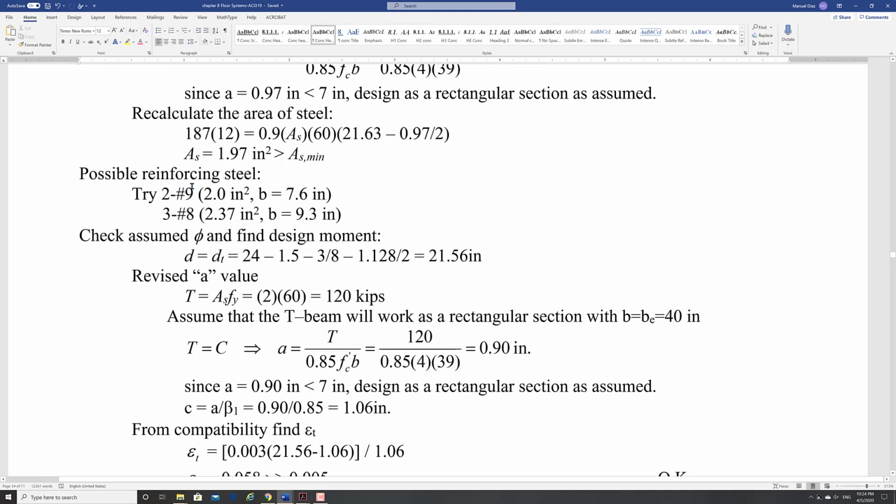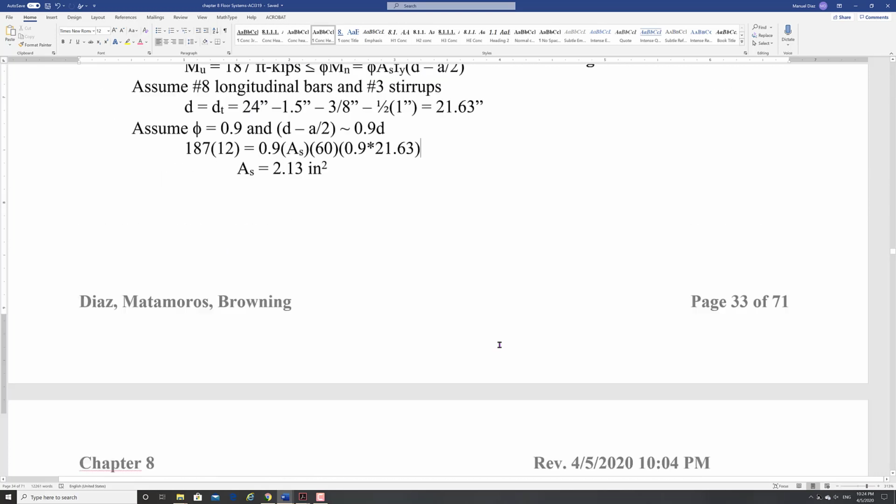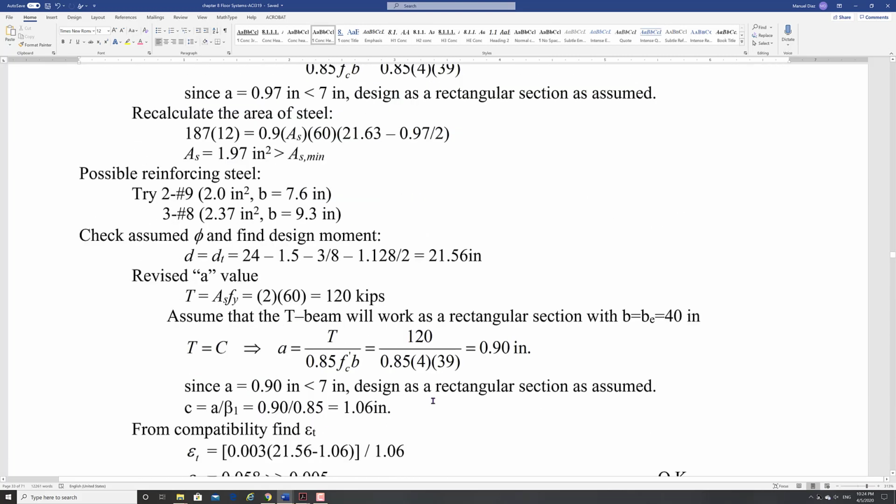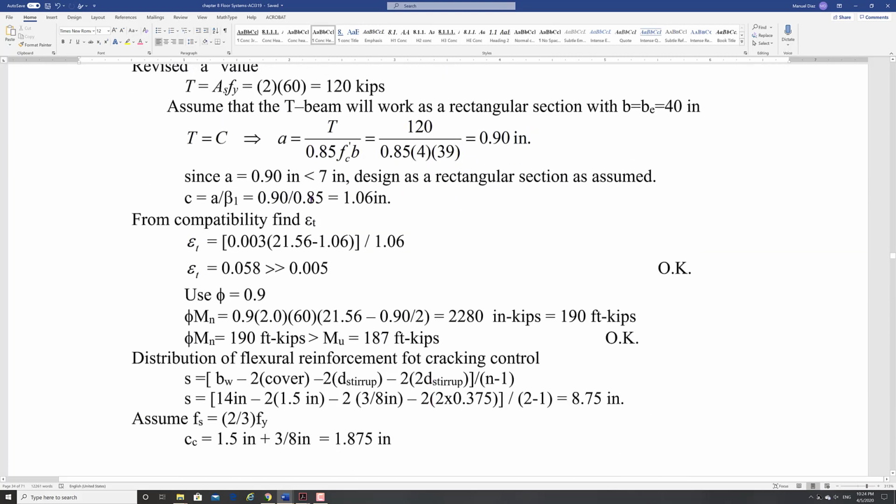So we're going to take the 2 number 9s here. Yeah, 2 number 9s, 112.8. So that gives me a different D because I'm using now number 9s. My T is this. By equilibrium, you find your A, and you use here B equals 39 because your compression is here where the 39 is. So you have to use the 39, not the 14. So 39, that gives you 0.9, which is within the flange of the slab, so it's rectangular.